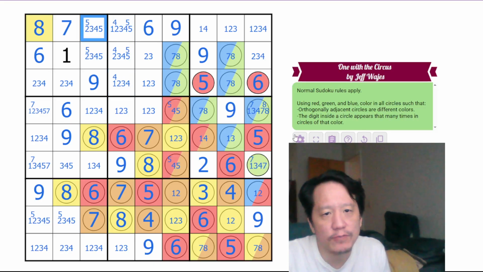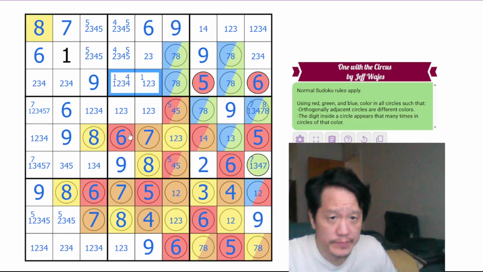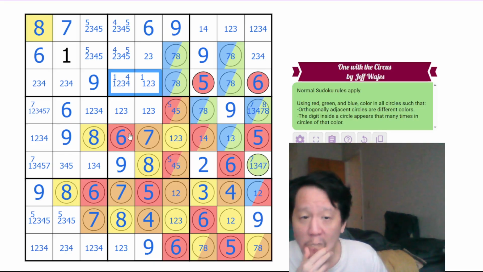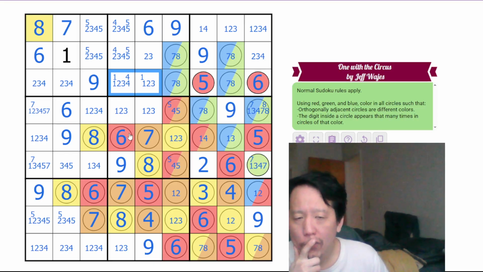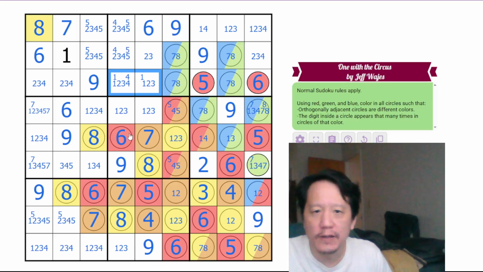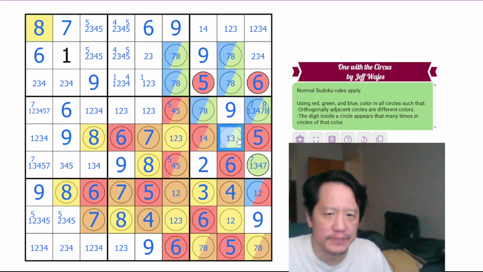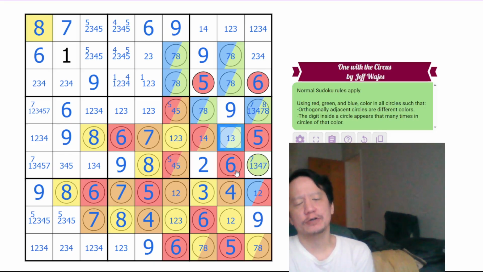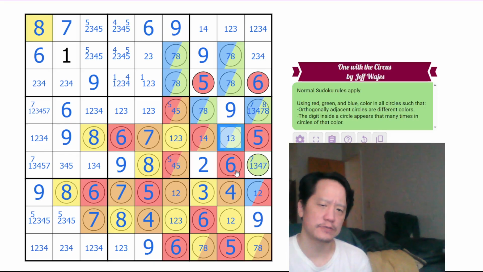Oh, this can't be 1, because 1 in row 3 has to be one of those two. Okay. I think we might just have to try some of these, right? So we know 7 and 8 are different colors. But does that really help us any?